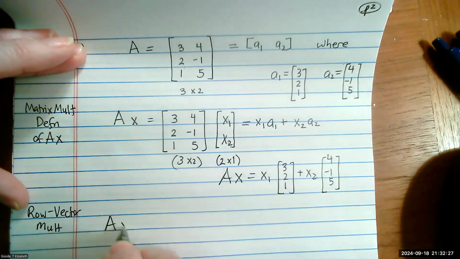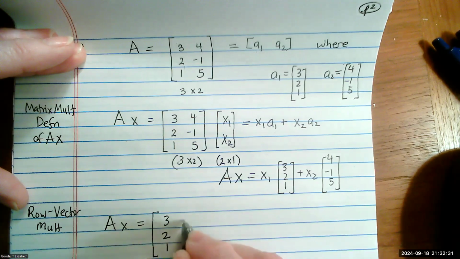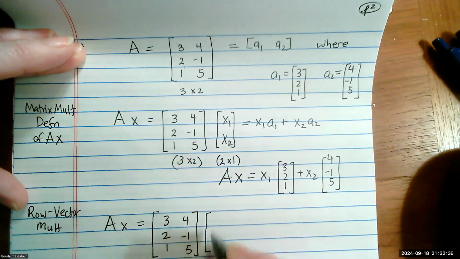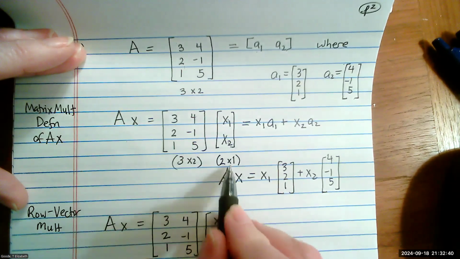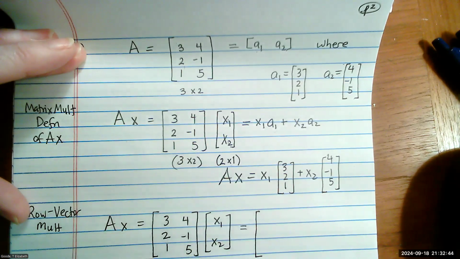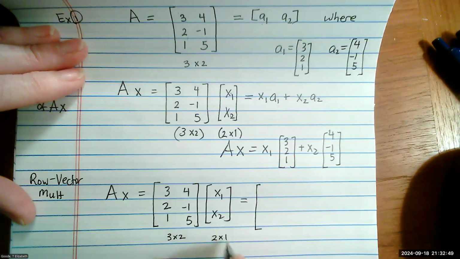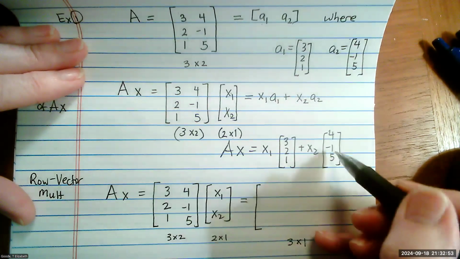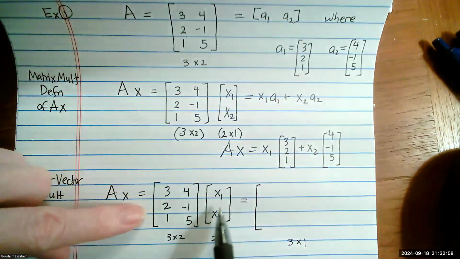But the other way to do it is where we realize that we're going to get a 3x1 product. It's going to be 3 rows because this is 3x2 and it's getting multiplied by 2x1. So the product is going to have to be 3x1. This will add up to a 3x1. But let me show you what it really looks like.